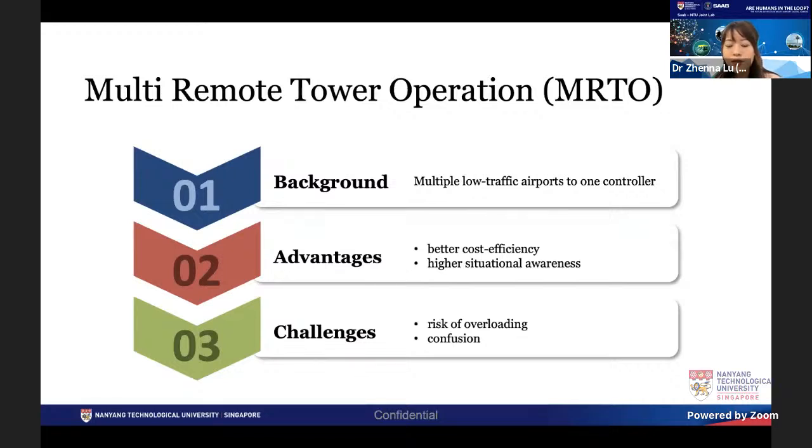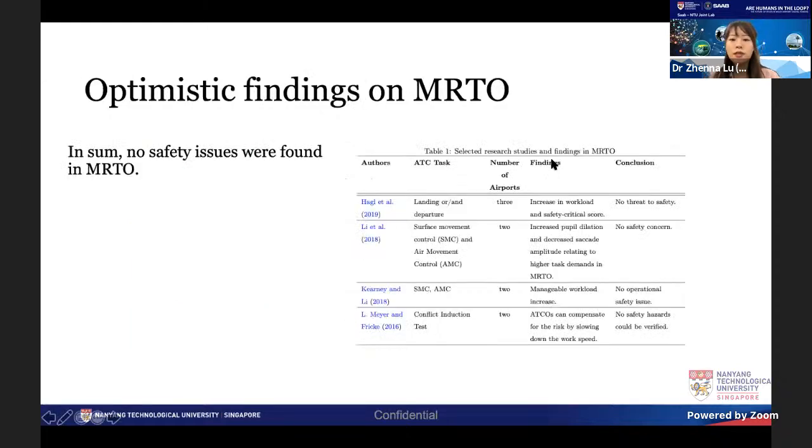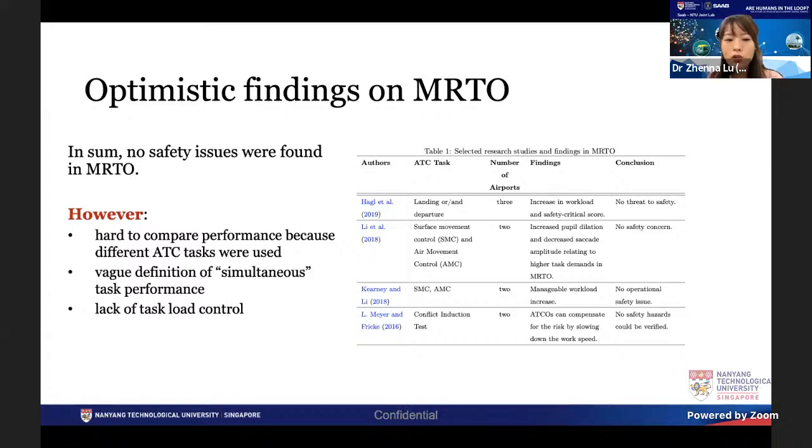But all of these benefits come at a small cost. So it's also possible to overload the controller, and it's also possible to cause confusion. That's why the operational safety has always been the top priority in the MRTO research. And there's some selected findings from all of the research studies. And all of these findings agree that there are no safety issues found in the MRTO experiments. But there's some issues that I want to highlight.